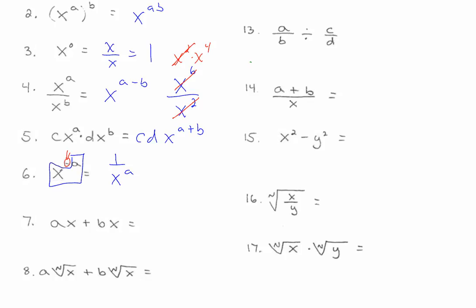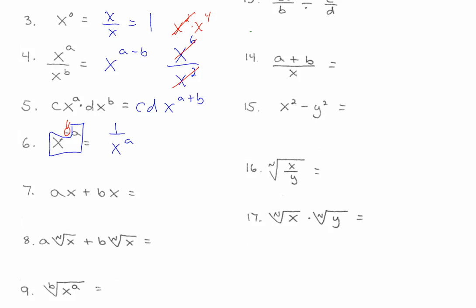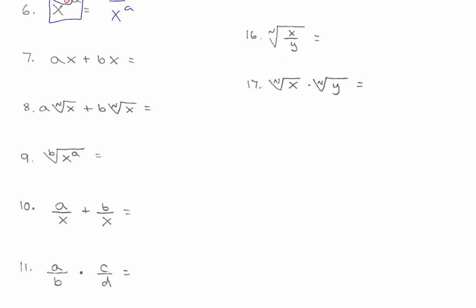That's it. Any exponent that's negative in the denominator, stick the base and its exponent in the numerator, and it'll be positive. That's pretty easy. All right, that's the rule. All right, go ahead and do 7 through 11. And I'm going to pause the video. 7 through 11.